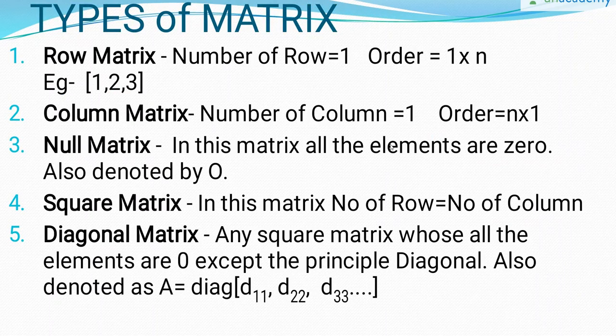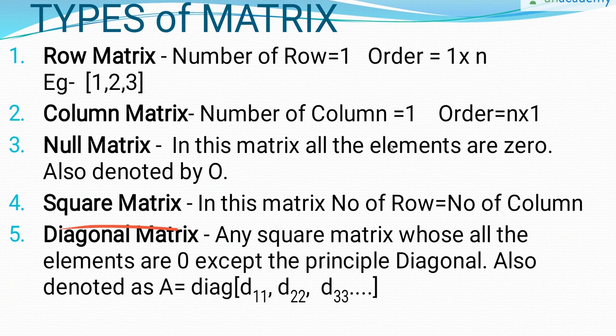Now types of matrix. Firstly, row matrix, that is the number of rows is equal to 1, so this type of matrix has only one row, so order will be 1 cross n. Example is 1 2 3. Now column matrix, as the name suggests, the number of columns will be 1, so order will be n cross 1. If it is a null matrix, then all the elements are 0. This is also denoted by O or 0.